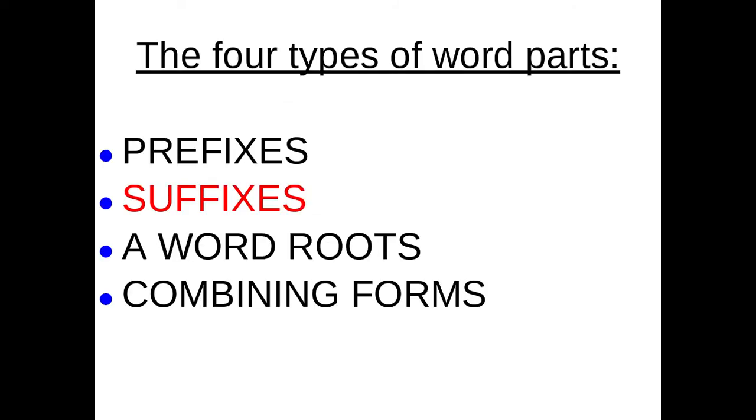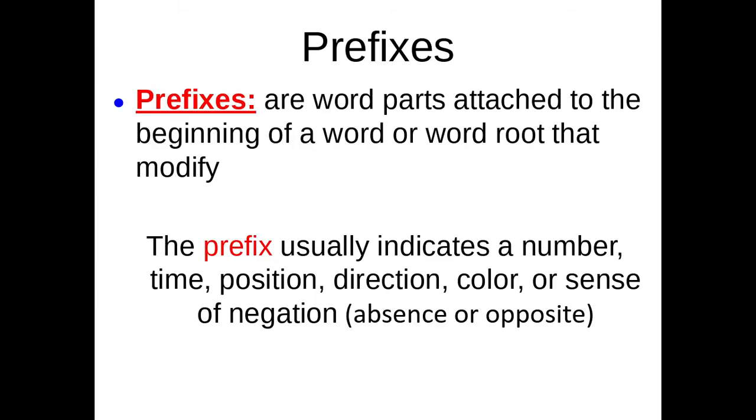All right, so your word parts, this is where we get into the little English lesson. You have prefixes, suffixes, word roots, and then combining forms. All of those different things are important when we're talking about the different parts of a word in medical terms. So prefixes. Prefixes in English, and even in the medical field, are the part of the word that's at the very beginning of it. In the medical profession, it's usually going to indicate a number, a time, a position, a direction, a color, or a sense of negation.